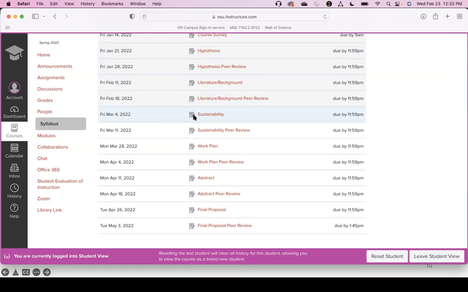So that's the sustainability assignment that's coming up in the peer review. And then of course, once we hit the work plan assignment, that's when the due dates will actually switch over to Monday, to accommodate the major assignments that are due around this time on Friday. So I didn't want to put undue, unnecessary pressure on these due dates.